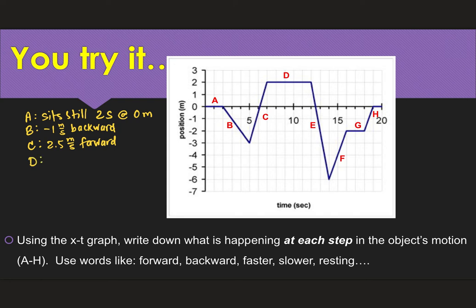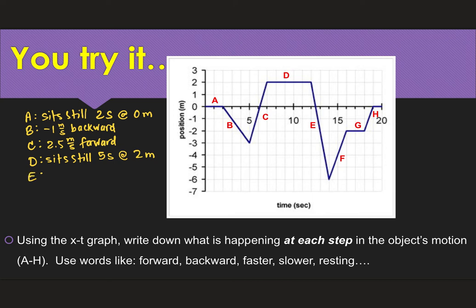D, now at position D, we have that horizontal slope. That means that the slope is 0, which means the velocity is 0, which means the object is going to sit still. And it's going to sit still for 5 seconds. And it's sitting at 2 meters position.